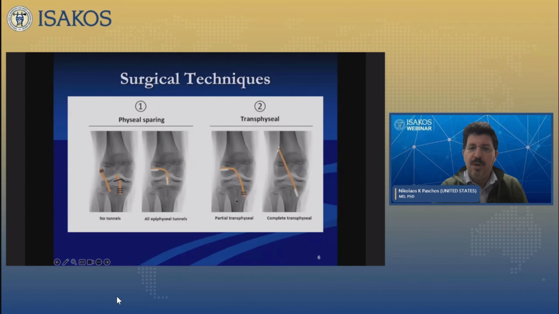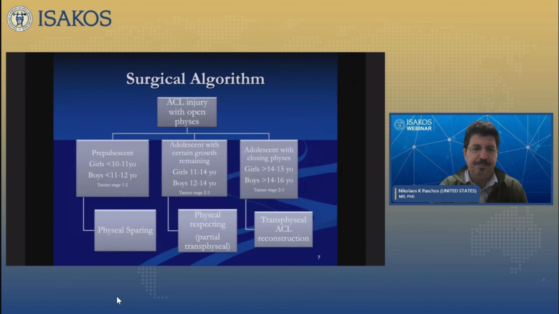And then we have the partial transphyseal technique for patients that have less than a year of growth, but still you have to protect the femoral side. So you need to do an epiphyseal type of fixation on the femoral side. And then when there is less than a year of growth, you can perform your complete transphyseal, kind of an adult reconstruction. But there are always some modifications that you can make for these.